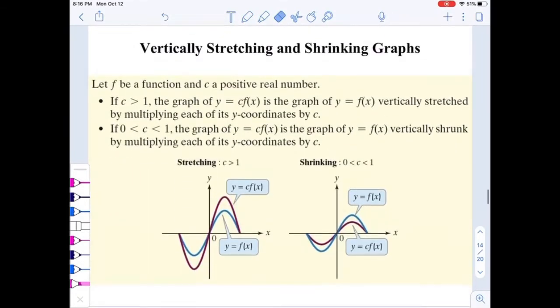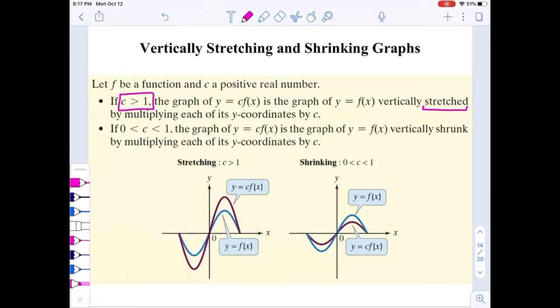The next piece is looking at what happens when we vertically stretch and shrink graphs. So it says let f be a function and c a positive real number. If c is greater than 1, the graph of y equals c times f of x is the graph of y equals f of x vertically stretched by multiplying each of its y coordinates by c. So what this is telling us is that if c is a number greater than 1, it's going to end up stretching the graph.